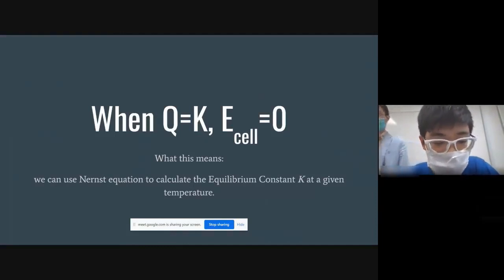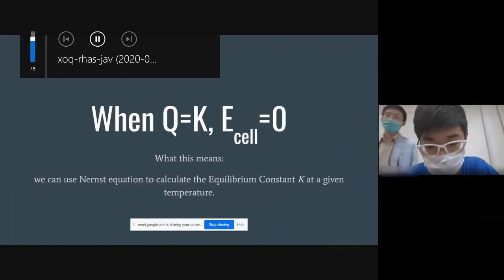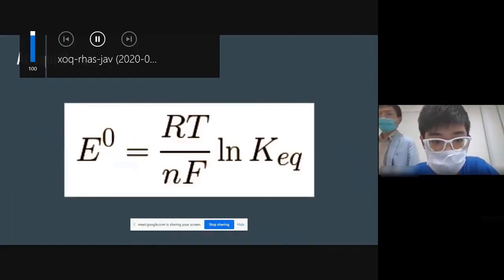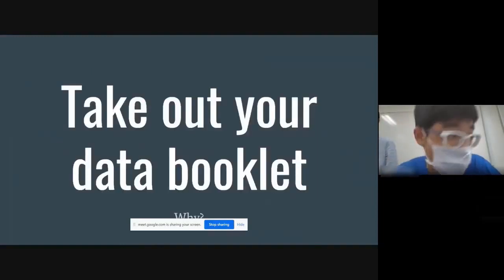So this means that we can use the Nernst equation to calculate the equilibrium constant at a given temperature, because we know that the equilibrium constant varies with temperature. So you need to know the temperature before you can calculate this equilibrium constant. As described just now, at equilibrium, you will get this version of the Nernst equation. You can substitute Q with K, and you'll get this equation if you do some shifting of terms. So now we have some practice time.